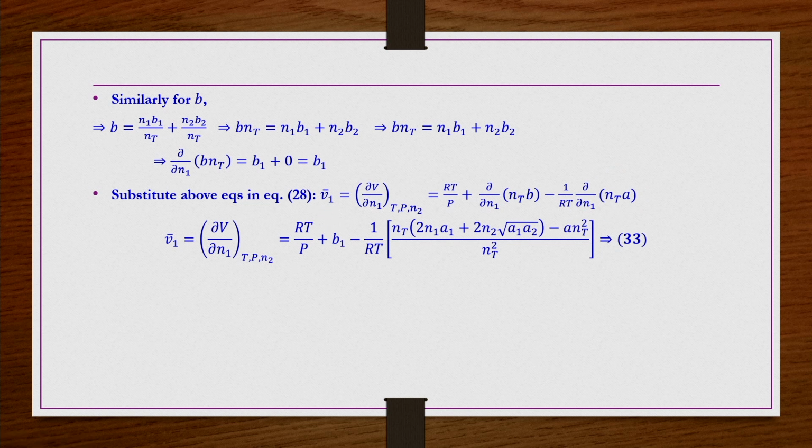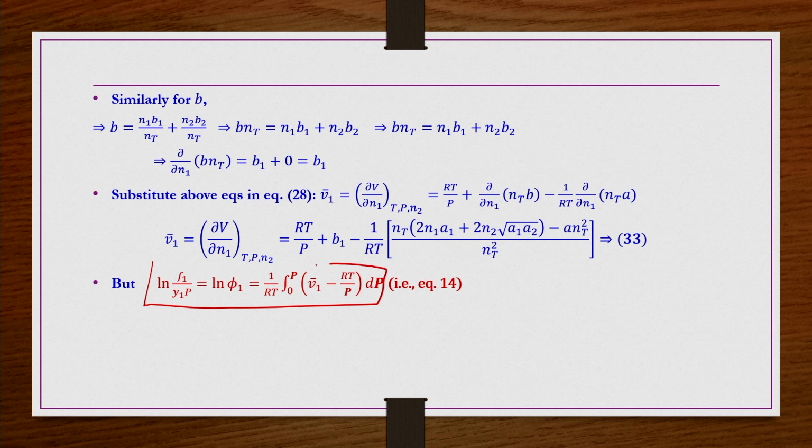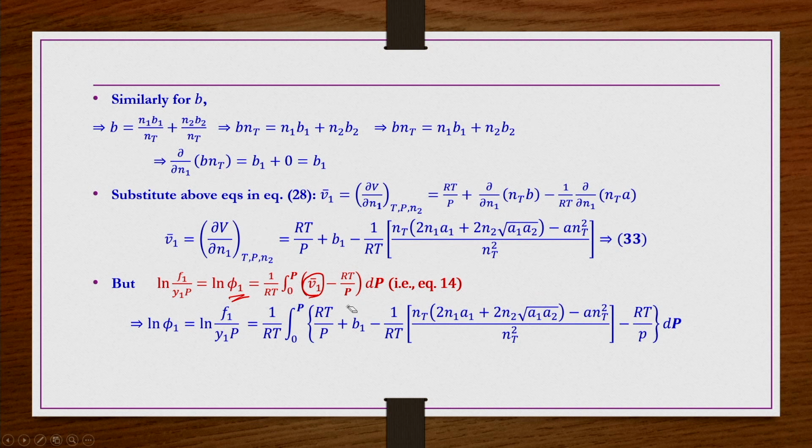So now this relation we substitute in equation number 14, that is ln phi i is equal to 1 by RT integral 0 to P of (V1 bar minus RT by P) dP, we are doing for component 1. So here in place of V1 bar, whatever you are getting from equation number 33, you substitute here, then we will have this expression. So this is all nothing but V1 bar. Now here this RT by P and this minus RT by P may be cancelled out. So under the integration only this part is remaining.